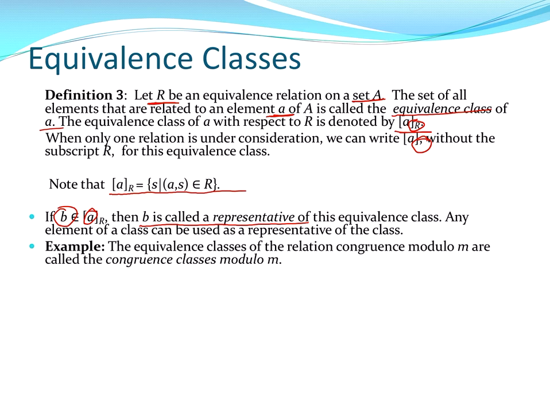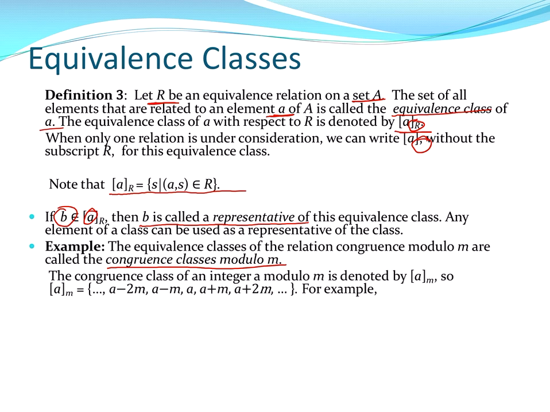All right, here's an example. Again, we'll look at congruence classes modulo m. The congruence classes modulo m are those elements where, when you take the difference of them, the result is divisible by m. So if a is an element, then a plus m is an element, a plus 2m is an element, a minus m, a minus 2m, and so forth, because the difference of any of these two elements results in a number that is divisible by m.